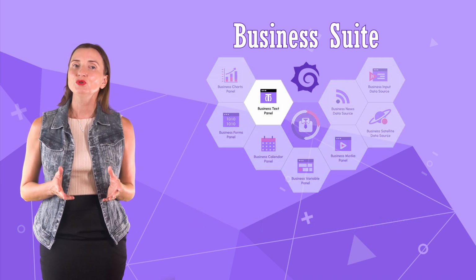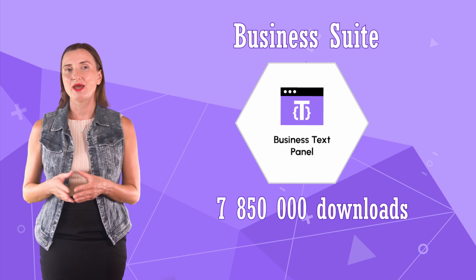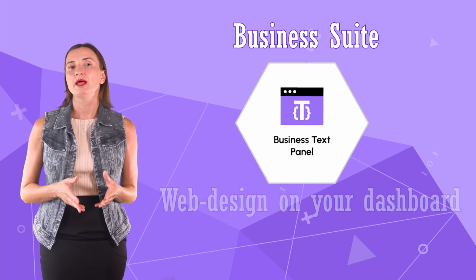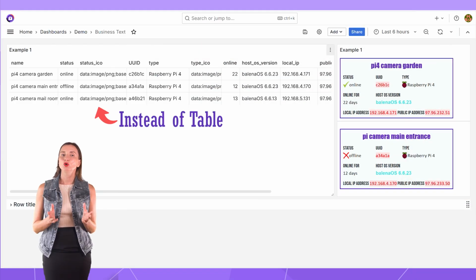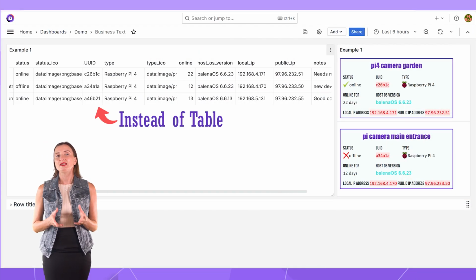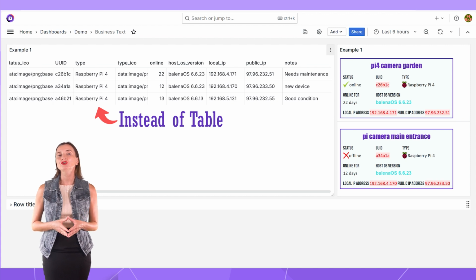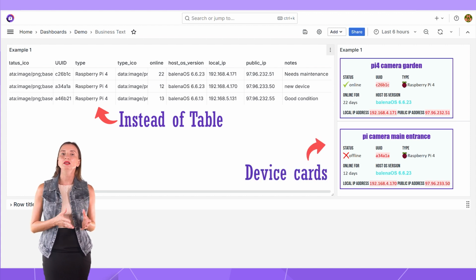I start my review today with the Business Text Panel. With this plugin, you can apply web design concepts to your Grafana dashboard. Here are just some quick examples. Instead of displaying devices in a table, you can create device profile cards that highlight all essential data points, such as their online/offline statuses and others.